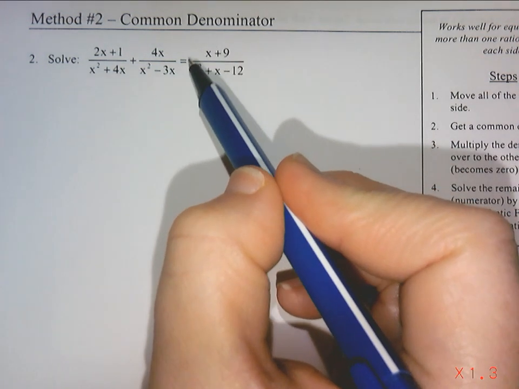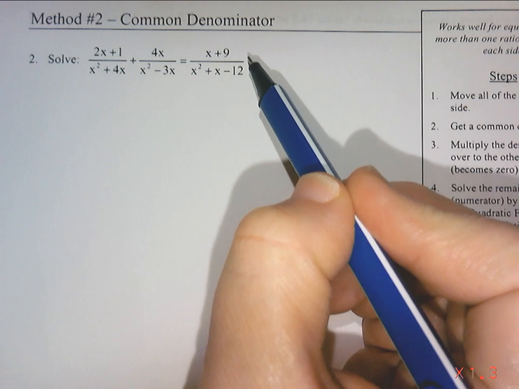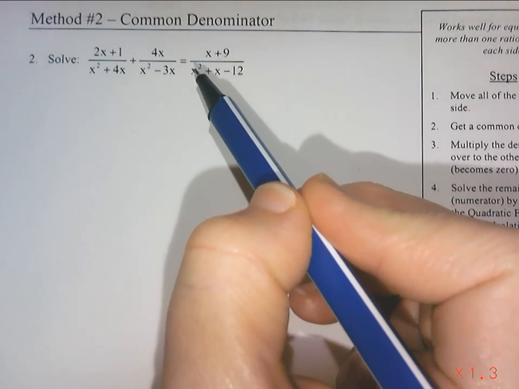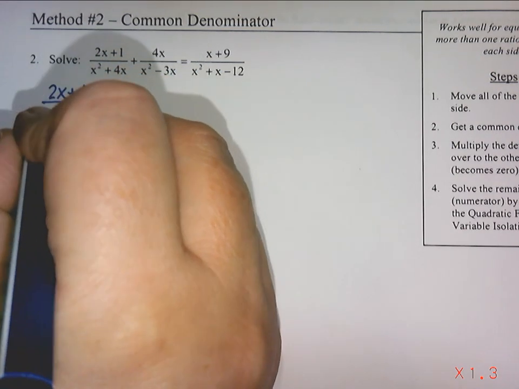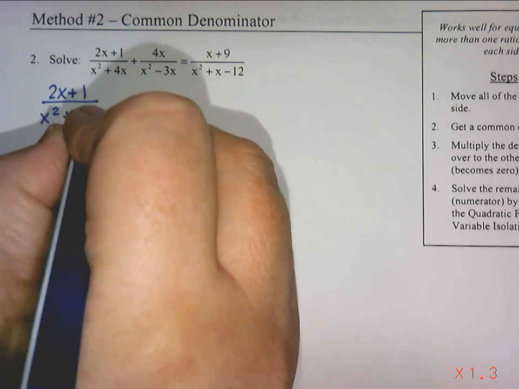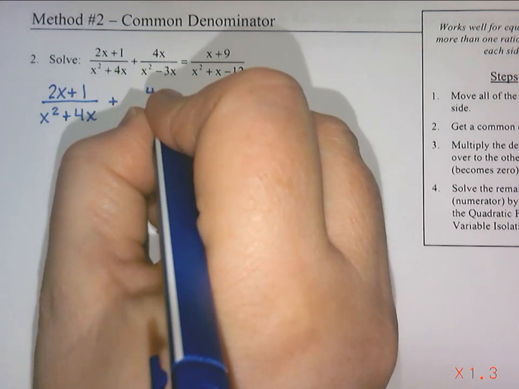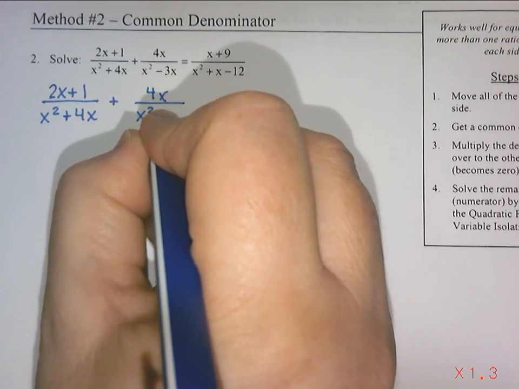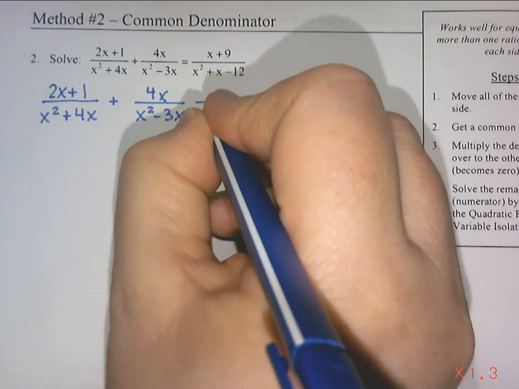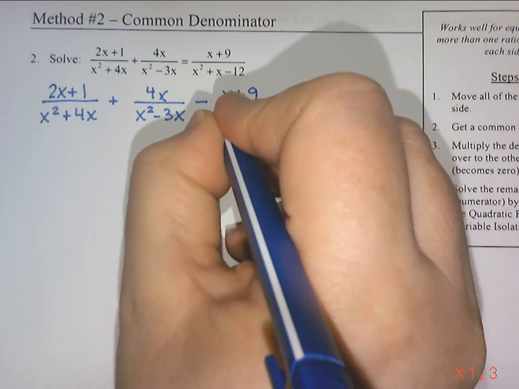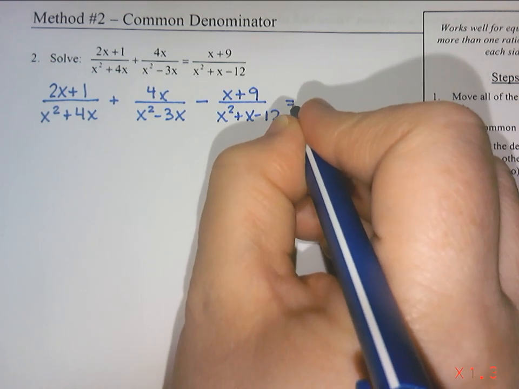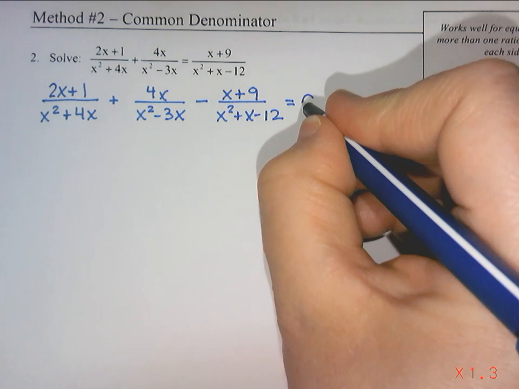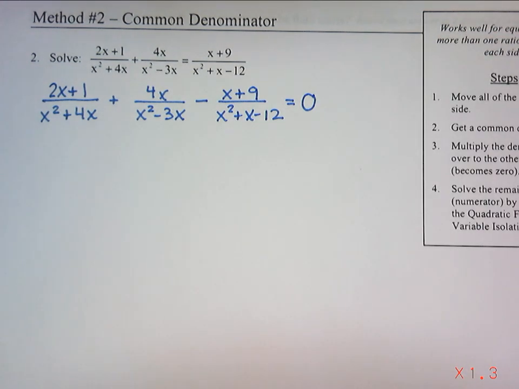So I'm going to move that (x + 9)/(x² + x − 12) to the other side by subtracting the fraction. So this is going to be (2x + 1)/(x² + 4x), and then I have plus 4x/(x² − 3x), and then we're going to subtract (x + 9)/(x² + x − 12). And then because I have brought them all over to the same side, that means this other side is now equal to 0, which is something that we often look for when we are trying to solve an equation.